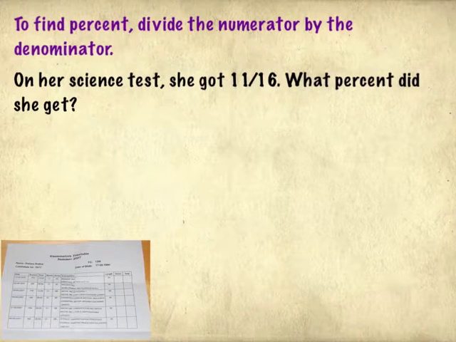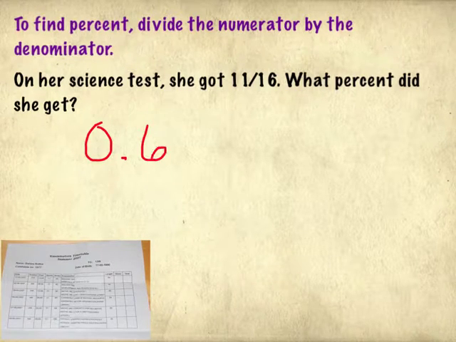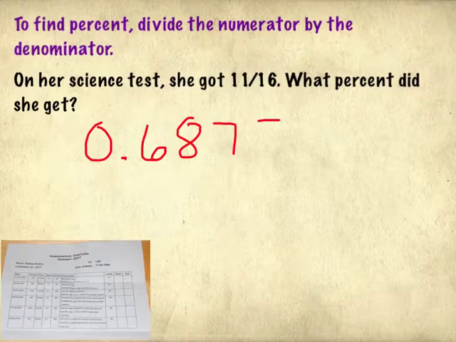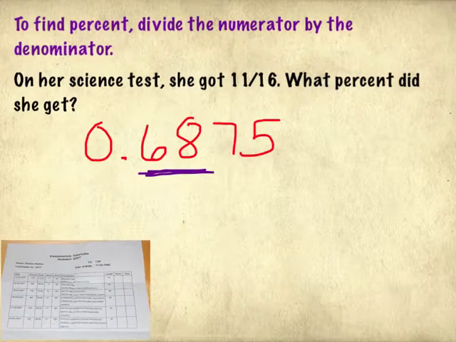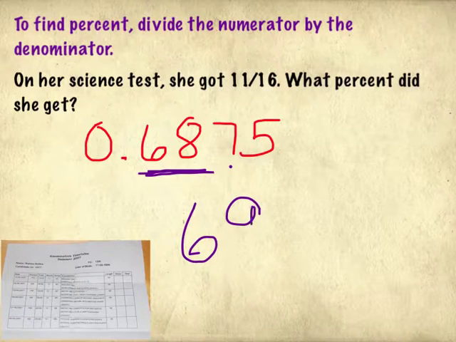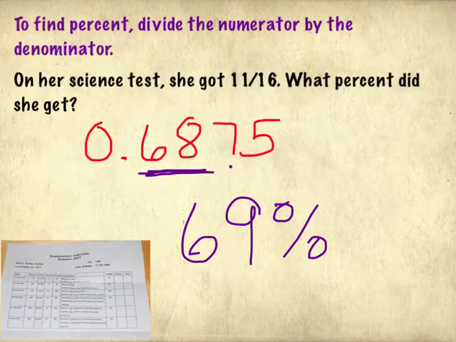So when I divide 11 by 16 on my calculator, the answer I get is 0.6875. I'm going to look at just the first 2 numbers, and then this next number tells me if I need to round down or up. So it's 7, which is over 5. I'm going to round the 8 up to a 9. She got 69% correct. So all I've done here is I've said there were only 16 questions on the test, but if there were 100, she would have gotten 69 of them correct.